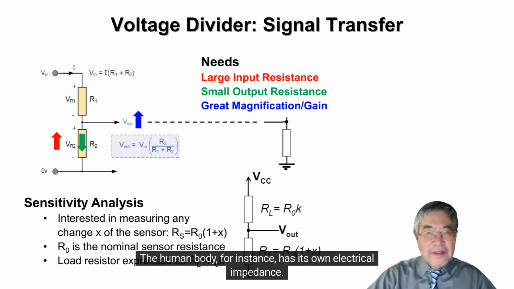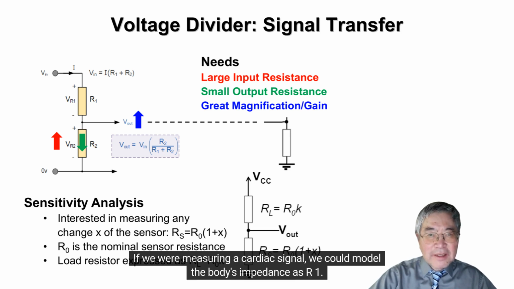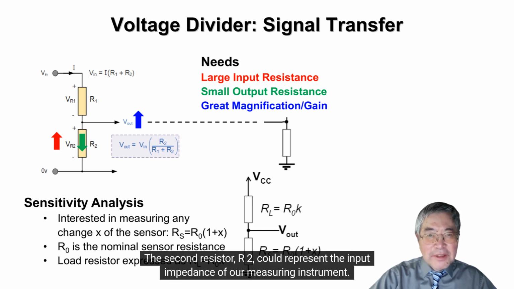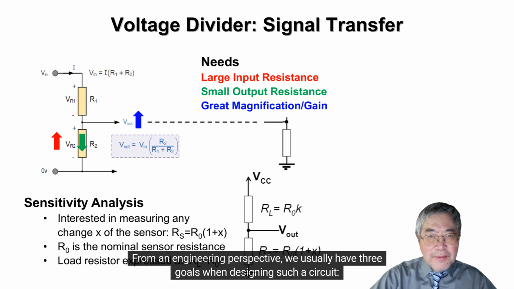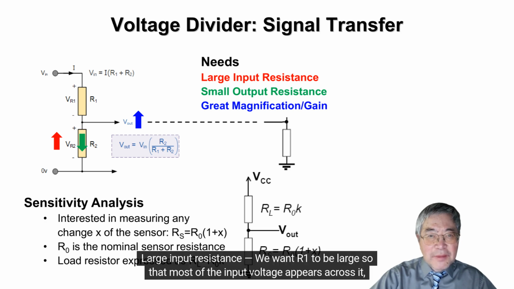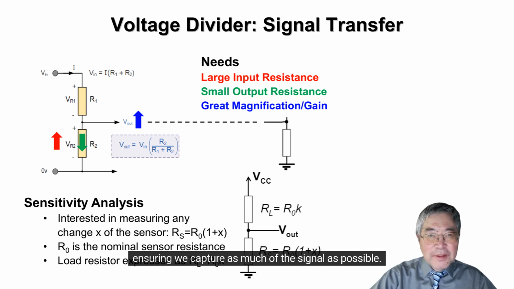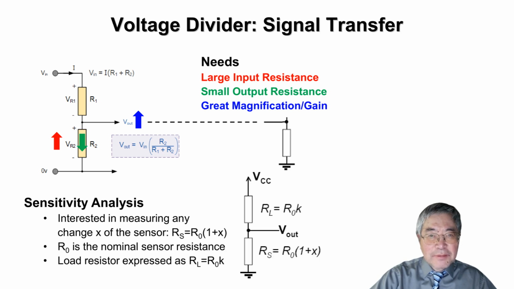The human body, for instance, has its own electrical impedance. If we were measuring a cardiac signal, we could model the body's impedance as R1. The second resistor, R2, could represent the input impedance of our measuring instrument. From an engineering perspective, we usually have three goals when designing such a circuit. Large input resistance. We want R1 to be large so that most of the input voltage appears across it, ensuring we capture as much of the signal as possible.